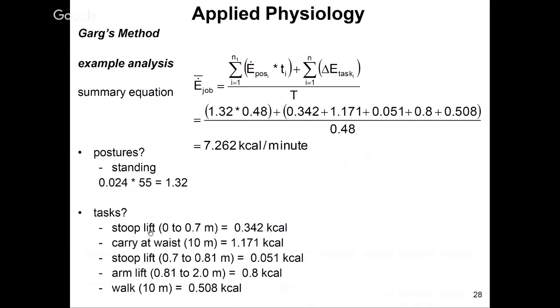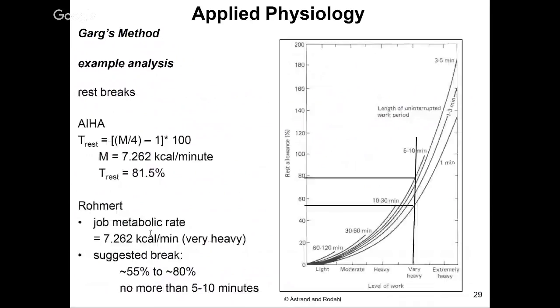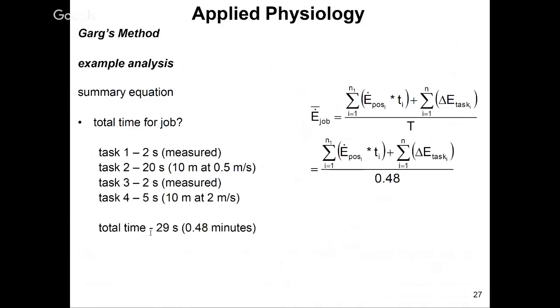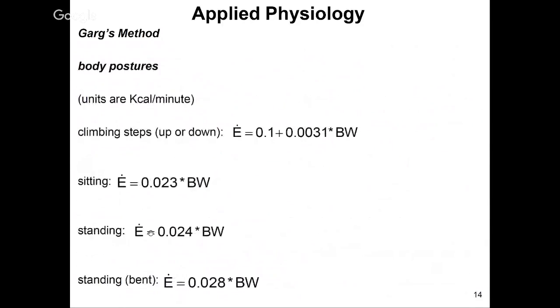Now, let's see, he's doing the postures next. Is he? He is doing postures next. So it's all a standing posture. But if I'm going to go back real quick. These are the 4 options. So you're either climbing, step, sitting, standing, or standing bent. So it'll be one of those.